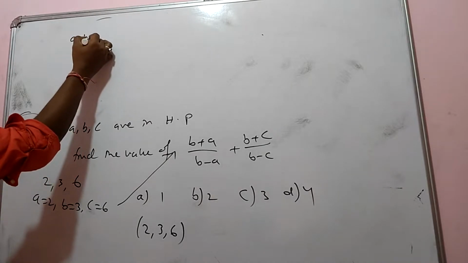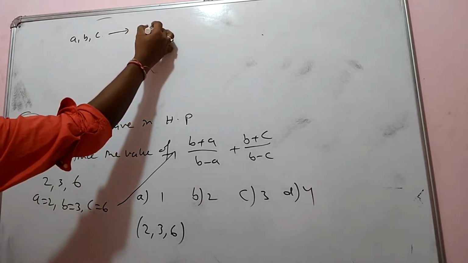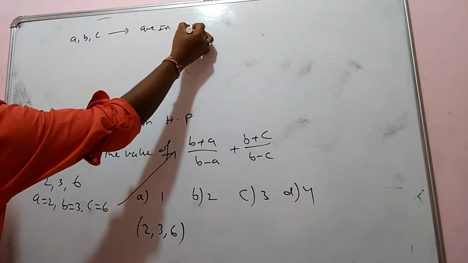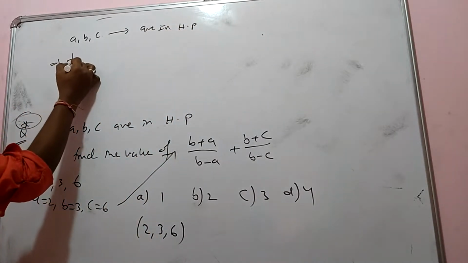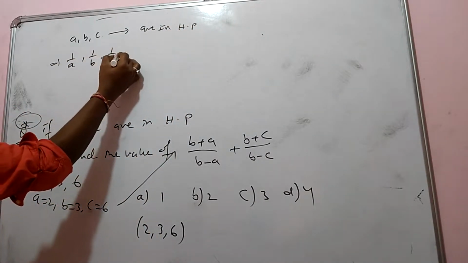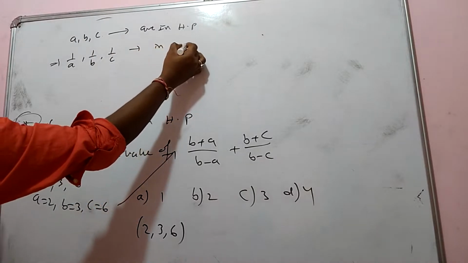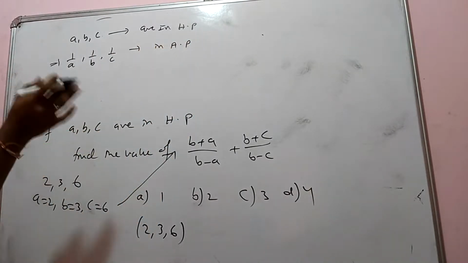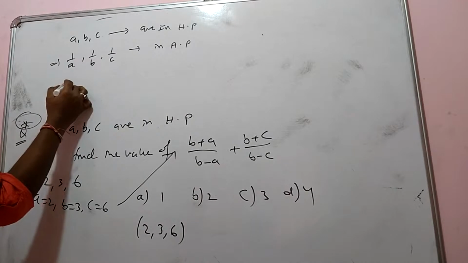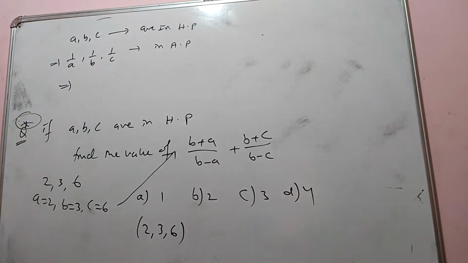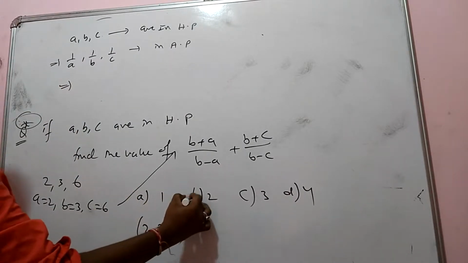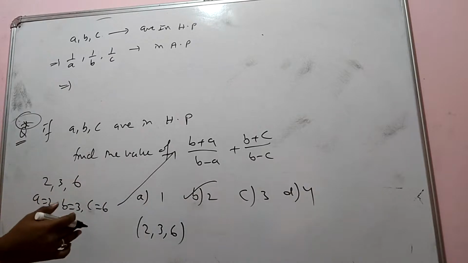If A, B, C are in HP, then 1 by A, 1 by B, 1 by C will be in AP. So HP we convert into AP. If it is in AP, what is the condition for AP? Yes, Devaraj, everyone answered. Very good, beautiful. I'll give the tricks like this.